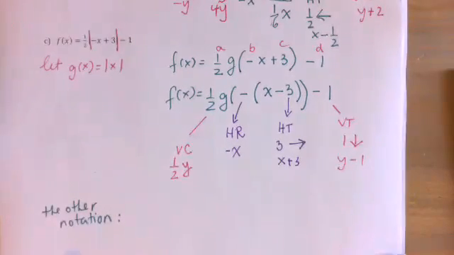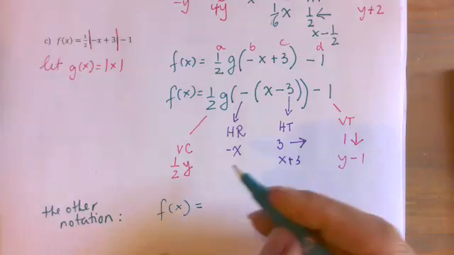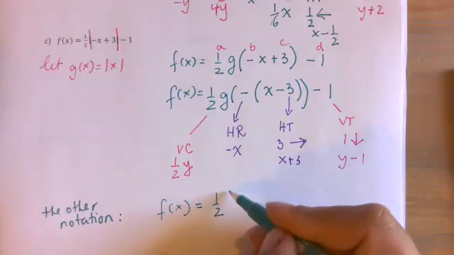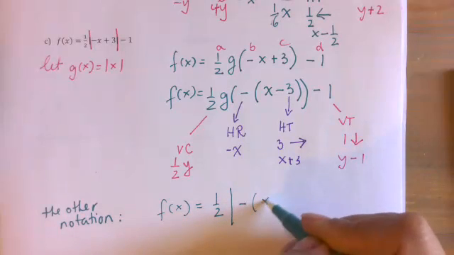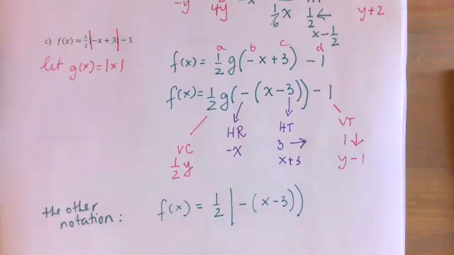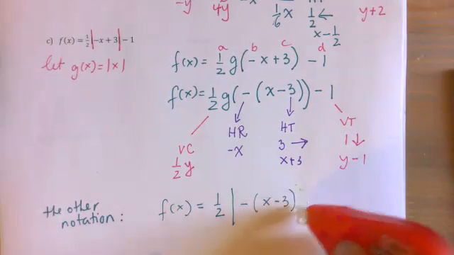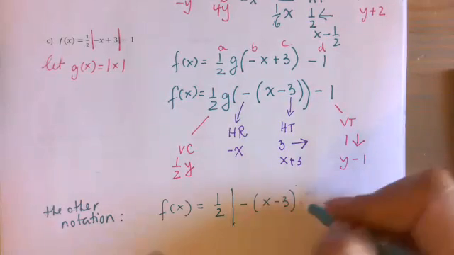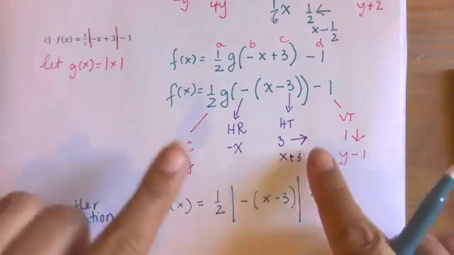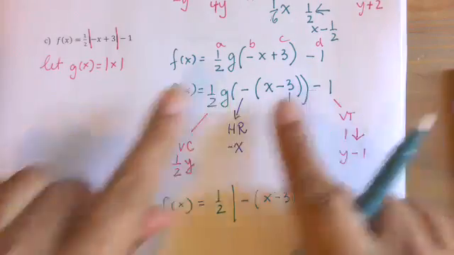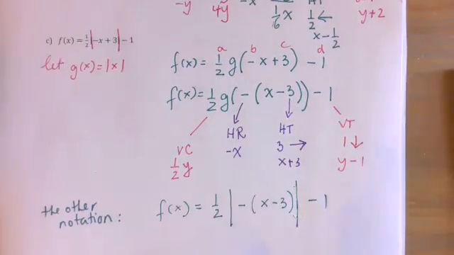So the other notation will look like this. F of x equals 1/2 absolute value negative x minus 3 close. Oh, there's not two, only one, because we don't have the second bracket there. The second bracket is actually the absolute value now. Minus 1. That's it. So notice how I took off the g of, because I know what g of x is. It's absolute value of x. So I just put the absolute value sign around it.